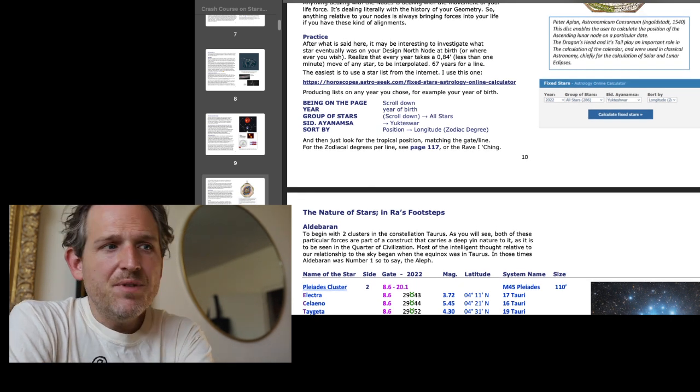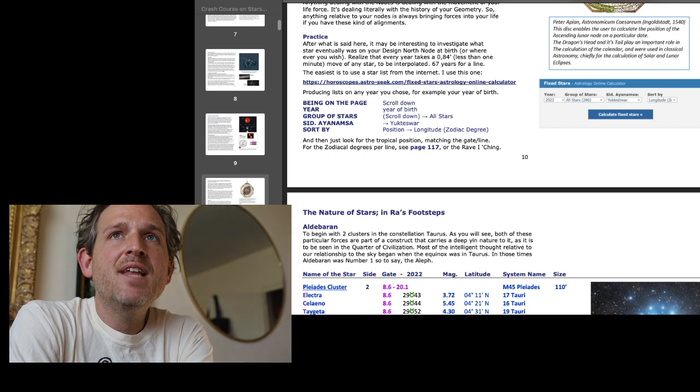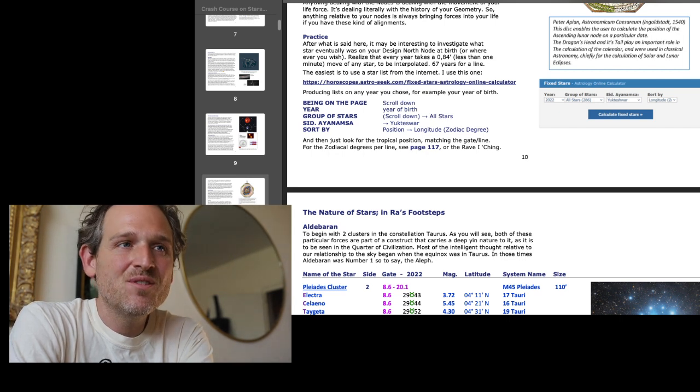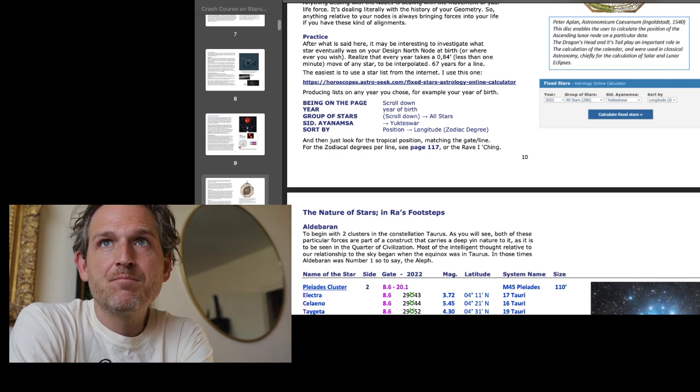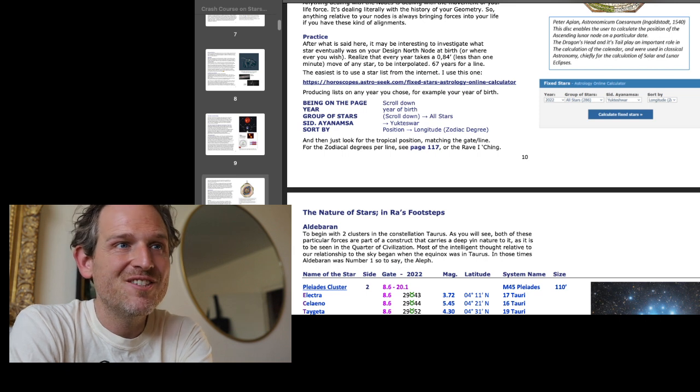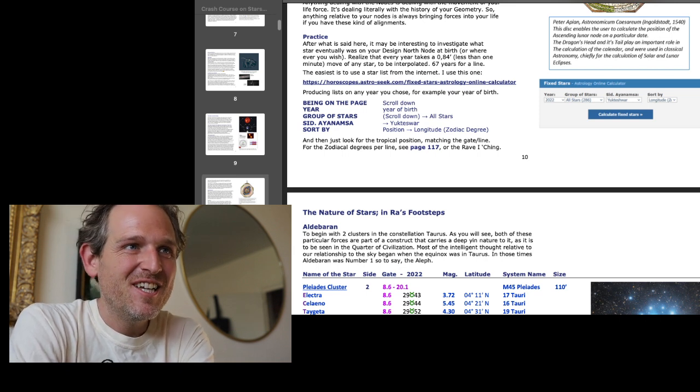So I guess for me it's going to be Columba, the dove. It's funny, my design north node on gate 12, line 3, is Columba, the dove, which my name Jonah means dove, literally. So that's already kind of a cute little wink.